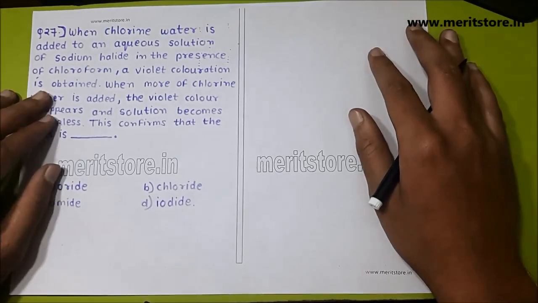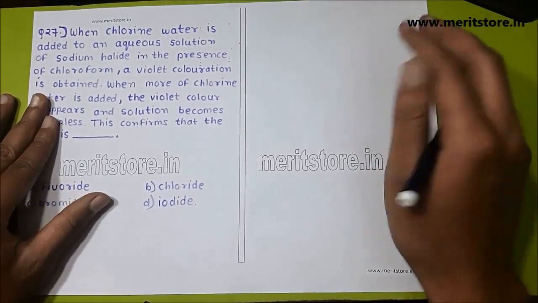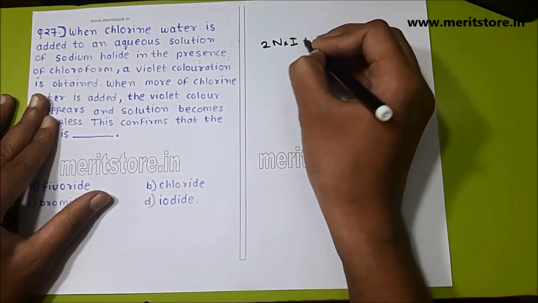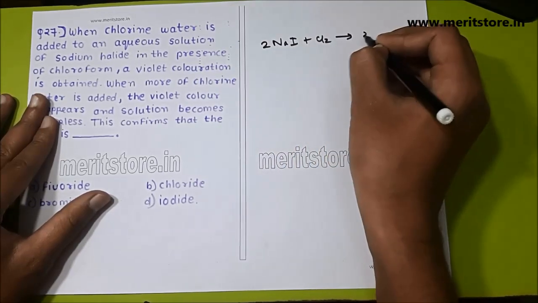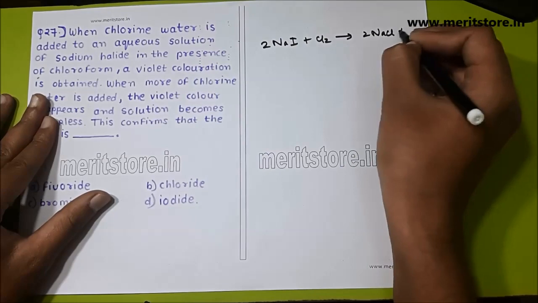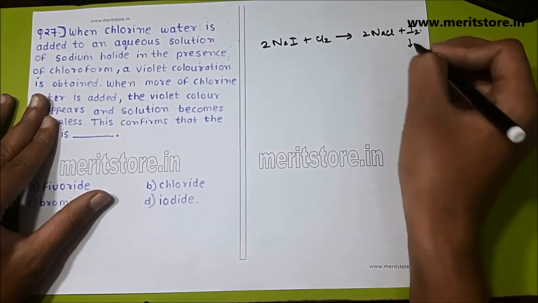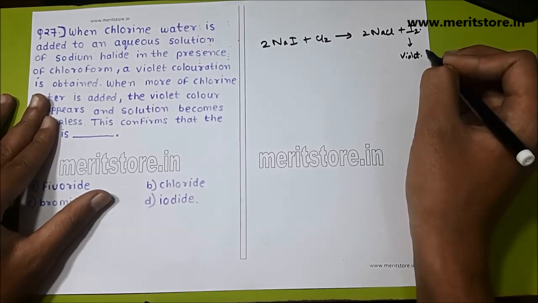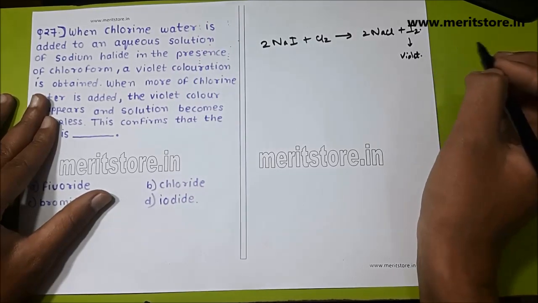Okay. Chlorine displaces iodine from sodium iodide. So the given reaction would be 2NaI plus Cl2 gives 2NaCl plus I2. I2 is violet in color. The liberated iodine gives violet coloration to the solution.